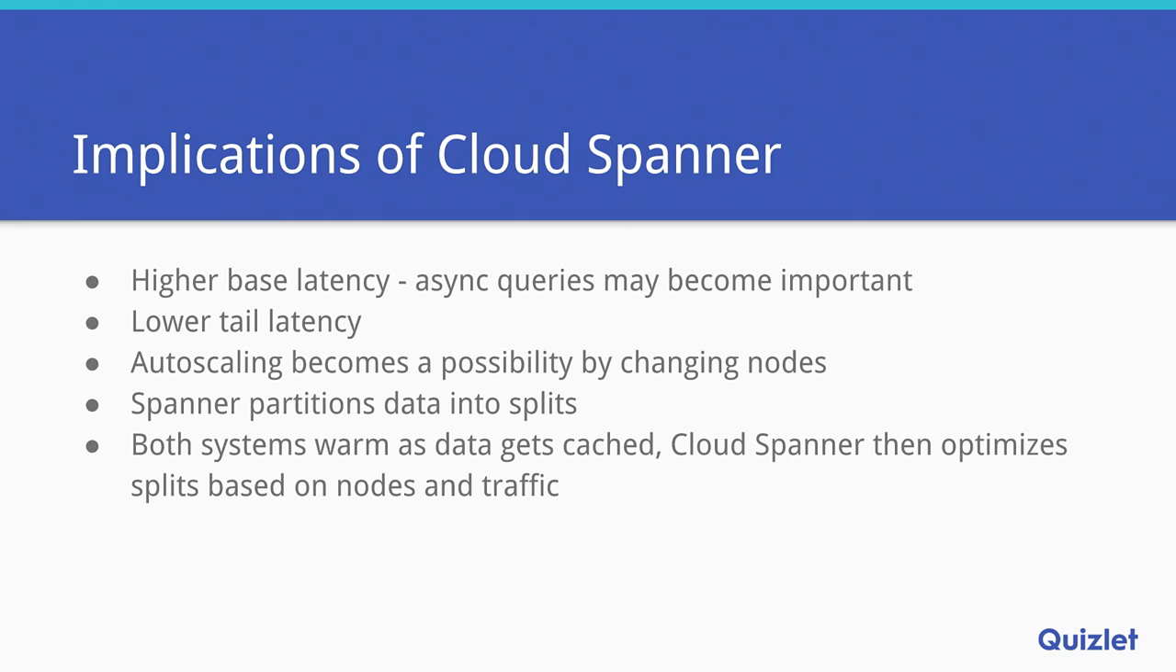The other thing we noted, Spanner is a distributed system. As you may know, it partitions your data into splits. And this has implications on your schema, on your IDs, et cetera, as Dom mentioned.